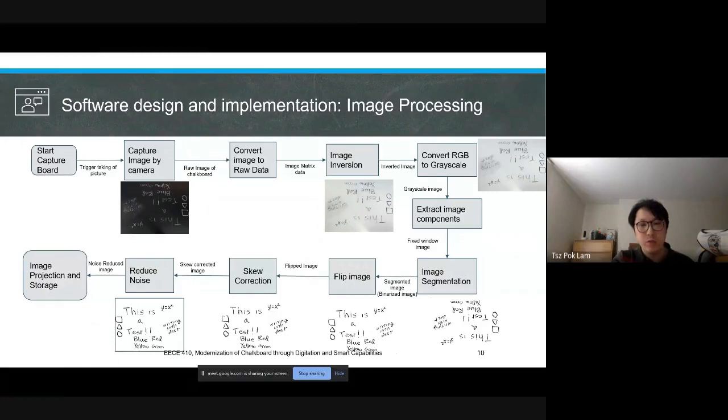And also, we will try to flip the image because in our setup, the camera is upside down. So the image, you can see, was previously upside down as well. So we'll flip the image first, then do a skew correction to correct the angle between the board and the camera. And we will try to reduce the salt and pepper noise after image segmentation. After that, the image will be projected and can be stored on our desktop. Next.